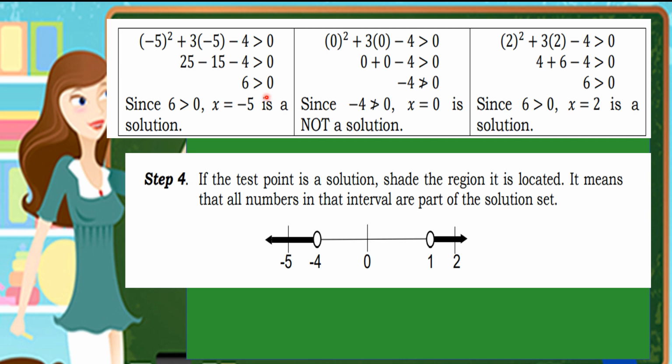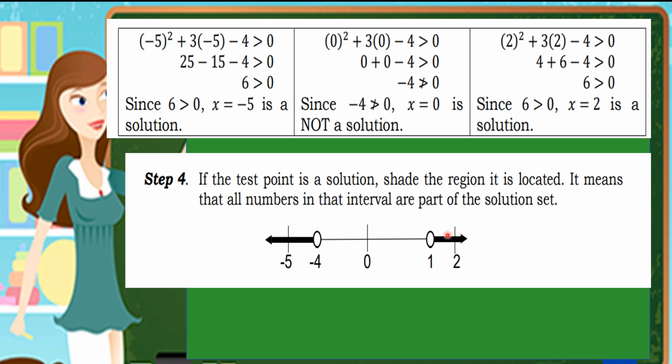So, ito na yung sinasabi ko sa inyo. Ito yung table dun sa ating testing points. At sabi, itong part na to, yan. If the test point is a solution, shade the region in which it is located. It means that all numbers in the interval are part of the solution set. Ayun. So, kapag ito ay may shade, understood na natin na ang values ng ating inequalities ay simula dito hanggang doon sa kaduluduluhan. Yung arrowhead class, it means that it can extend kahit hanggang saan. Yun ay value ng ating inequality.